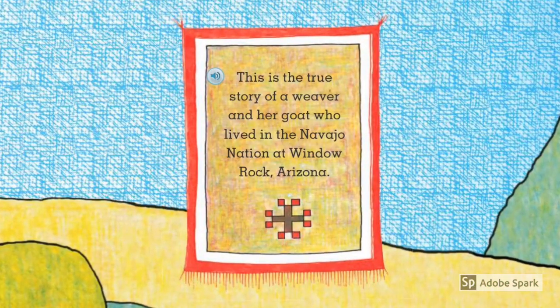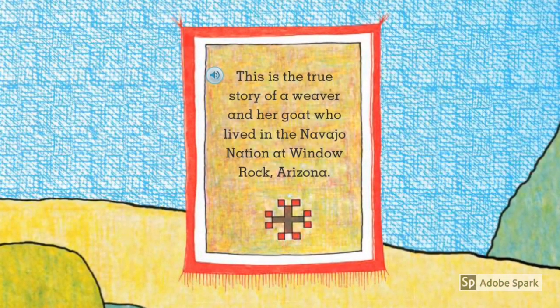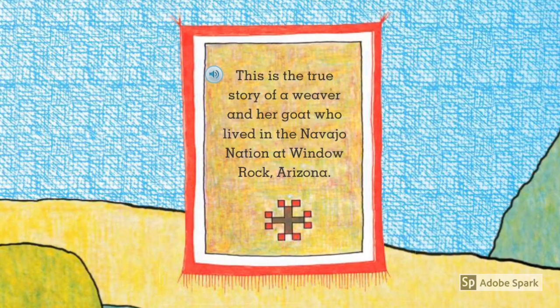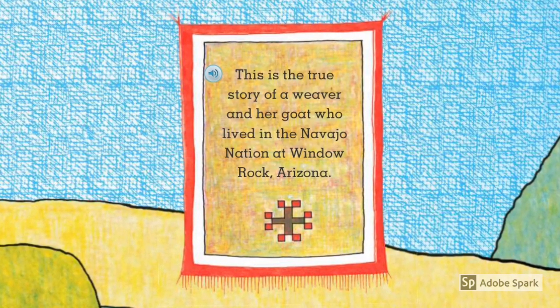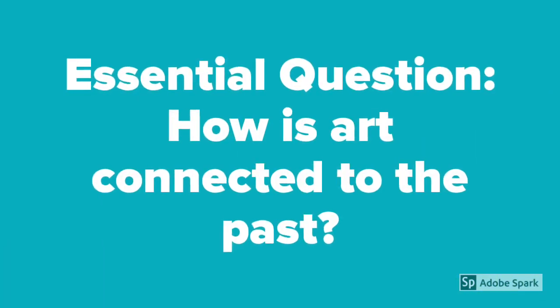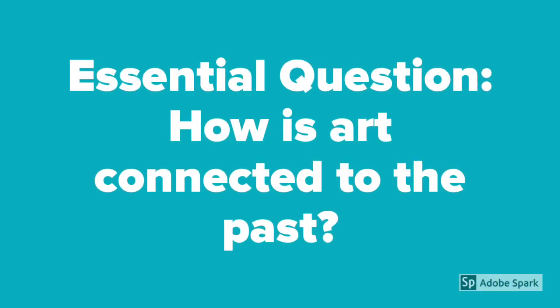This is a true story of a weaver and her goat who lived in the Navajo Nation in Window Rock, Arizona. In our story, Glenn May is a Navajo weaver. Her rug is a form of art. That brings us back to our central question. How is art connected to the past? Why was that rug so special to Glenn May and her goat, Geraldine?